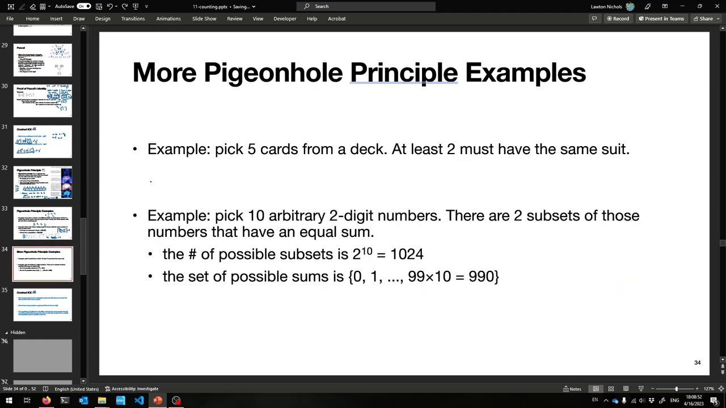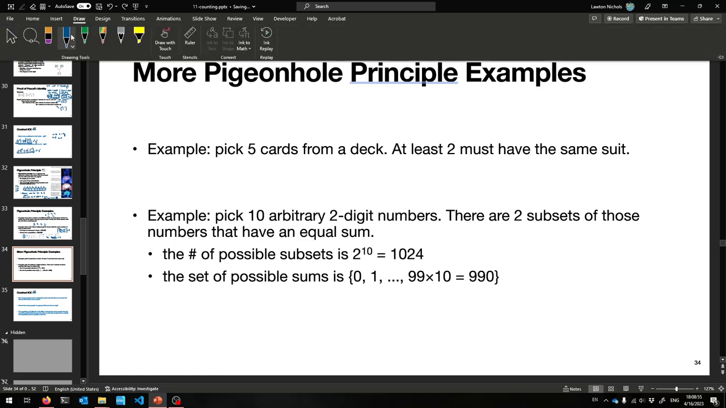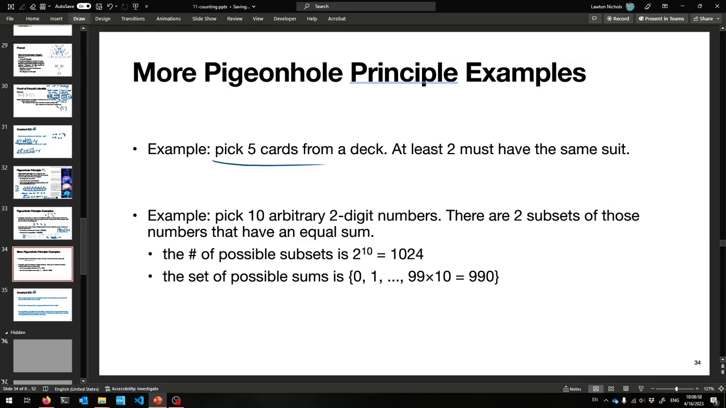A couple questions before we go. All right, here's some more fun counting examples. Let's say that we pick 5 cards from a deck. If you pick 5 cards, by the pigeonhole principle, at least 2 must have the same suit, right? So you draw one card. In the worst case, you draw clubs first, spades second, hearts third, diamonds fourth, and so you've got every different kind in the worst case after 4. But there are only 4 suits, and so the next one must be a duplicate. So that's the worst case. It's always talking about the worst case in the pigeonhole principle.